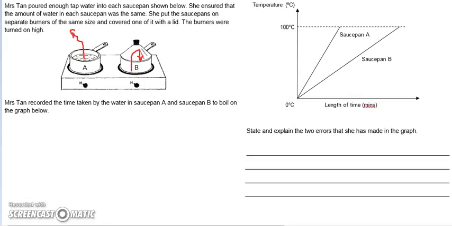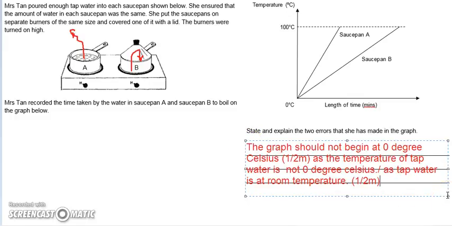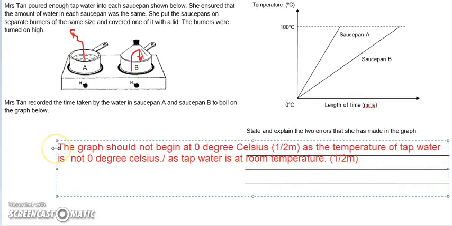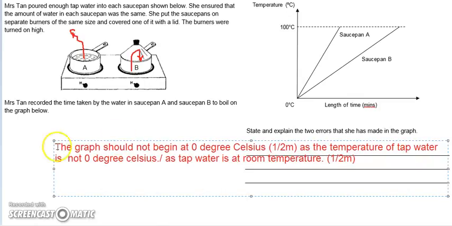Okay, so those are the two errors that you can say would be good answers to this question. So how do you put it down? You can say that the graph should not begin at 0 degrees Celsius. The temperature of tap water is not 0 degrees Celsius. Tap water is at room temperature. That's the first error.